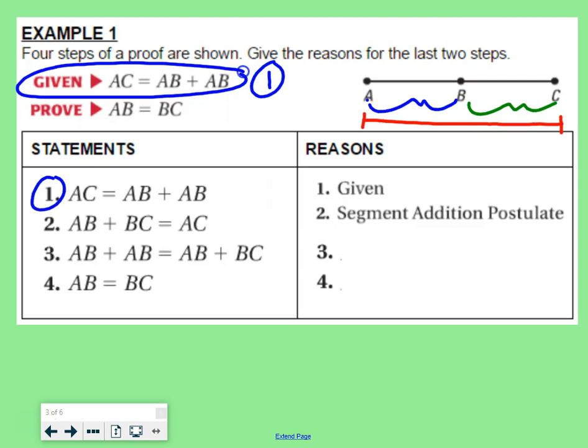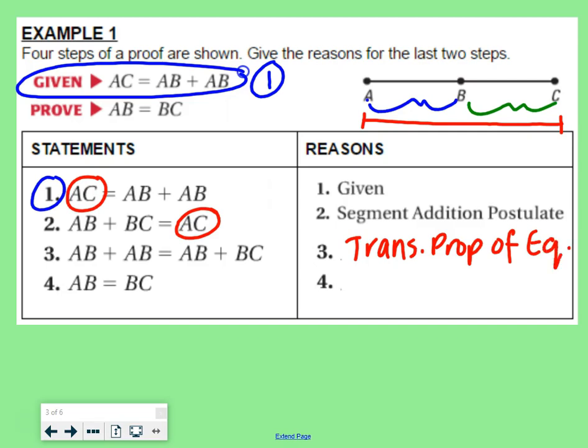Alright, so then we have AC and AC. We have 2 different things that AC are equal to. We can actually put those together based off of our transitive property of equality, which is on your 2.5 resource sheet. So we have that crisscross piece happening. AC is equal to 2 different things. We can put the other 2 pieces together and state that AB plus AB is equal to AB plus BC.